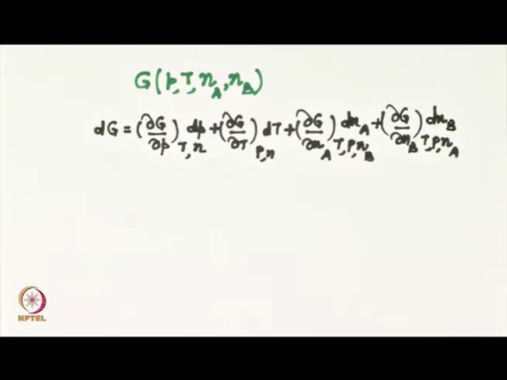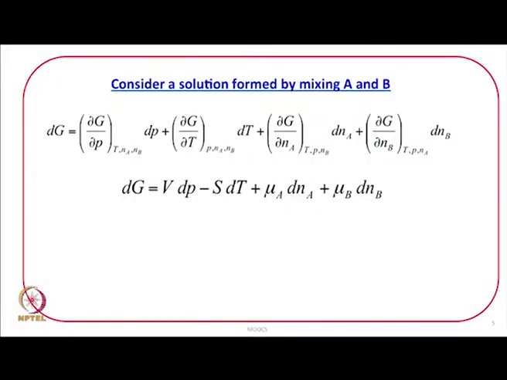It is in the same way as we have discussed earlier. You can rewrite this expression as dG is equal to V dP minus S dT plus mu A dNa plus mu B dNb, and we have discussed why the coefficients are V and minus S, and that these are the definitions of chemical potential mu A and mu B. If I fix the temperature and pressure, then dG is equal to mu A dNa plus mu B dNb.